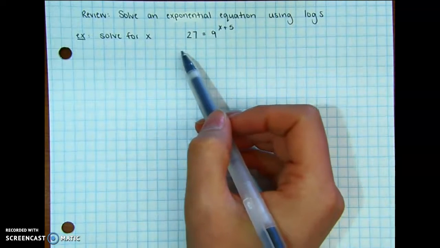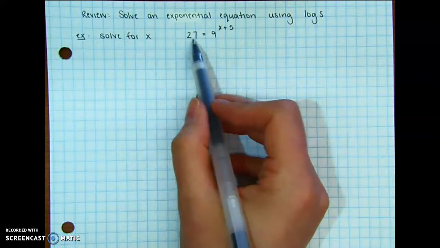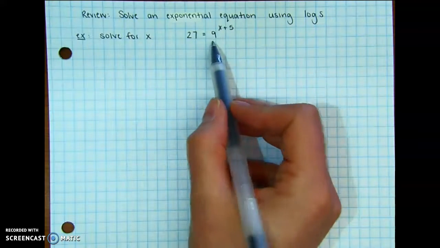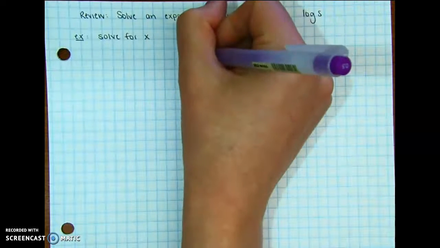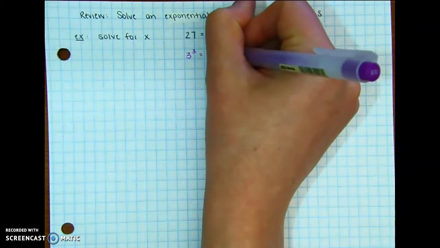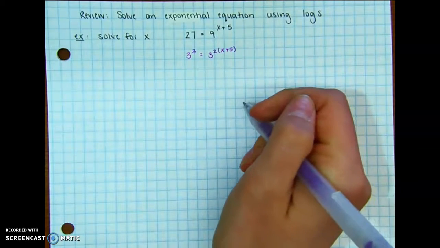Something we can do here, speaking of change of base, is actually look at the bases and go, hey, wait a sec, I could rewrite this with a base 3 and I could rewrite this with a base of 9. So that's exactly what I'm going to do. 27 is the same as 3 cubed, and 9 is the same as 3 squared. So I haven't changed the problem at all.